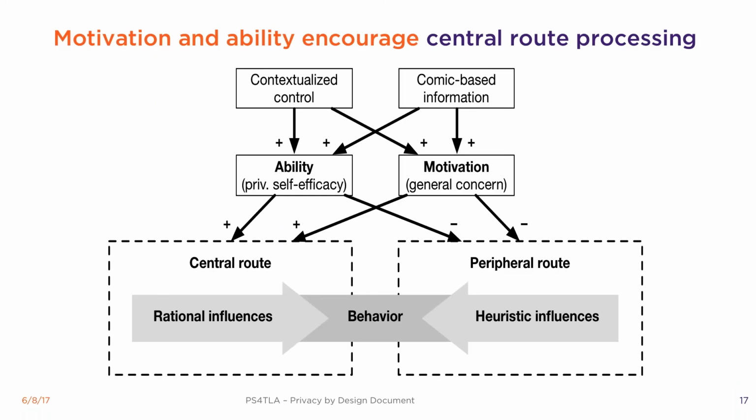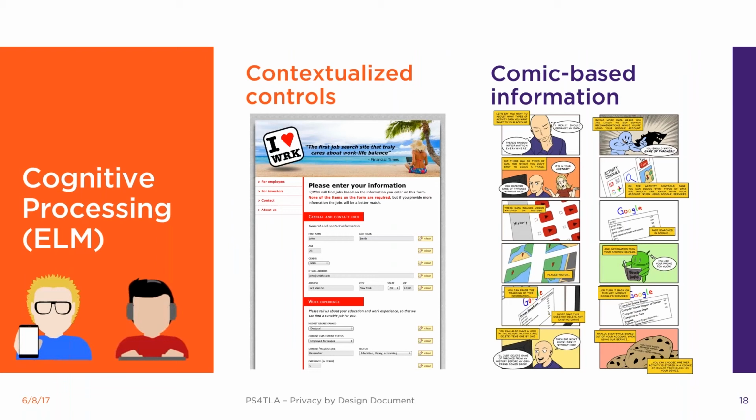So another thing we can think about is how we can encourage people to actually use central route processing, to be more rational about their privacy decisions. Now, it turns out that this is possible because people are more likely to use the central route if they feel able and motivated to do so. Now, how can we increase people's perceived ability and motivation to take the central route? I have two examples for doing that, and there's many more also in the document. So the two examples here are contextualized controls and comic-based information.